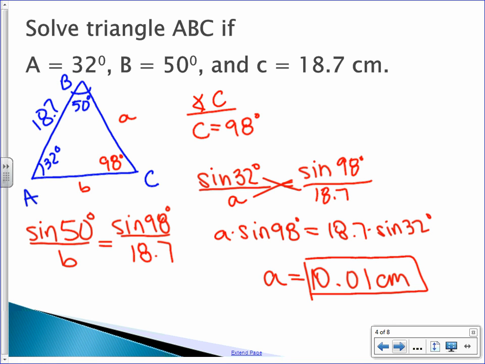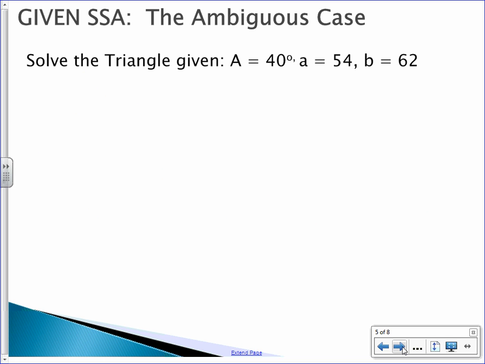Otherwise, you might be just a little bit off from either the back of the book or my key. All right, so let's talk about this ambiguous case.